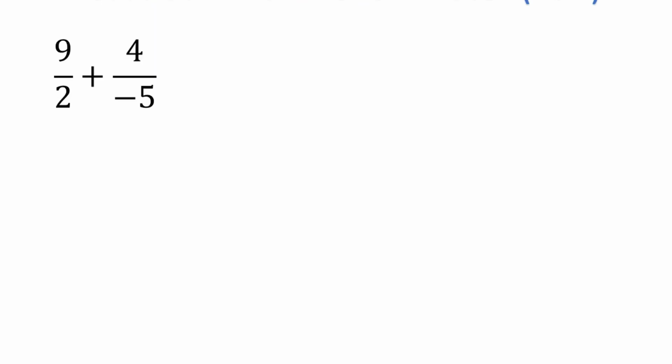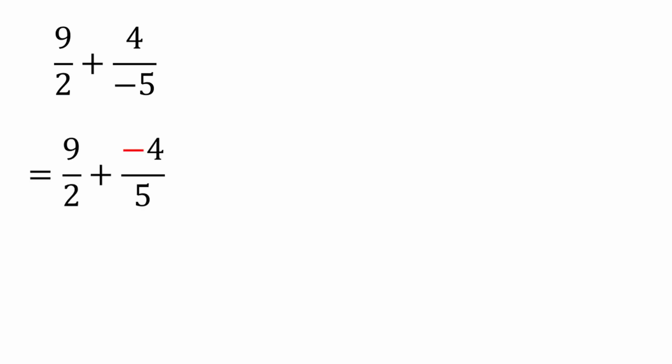Let's try another slightly more challenging problem. 9/2 plus 4 divided by -5. It might seem a bit strange to have a negative sign in the denominator. You are actually free to move the negative sign up to the numerator, just like this. Now notice we have 9/2 plus -4/5. Adding a negative is the same thing as subtracting, so we can rewrite our problem as 9/2 minus 4/5.